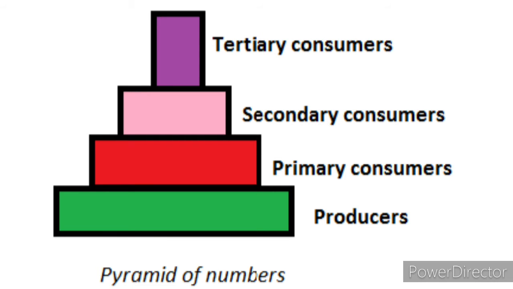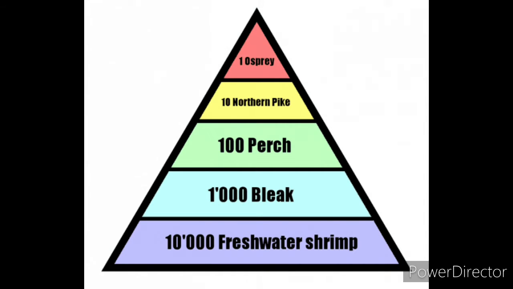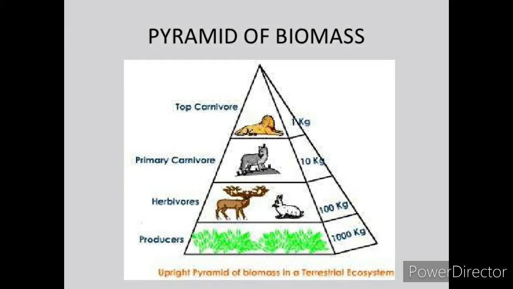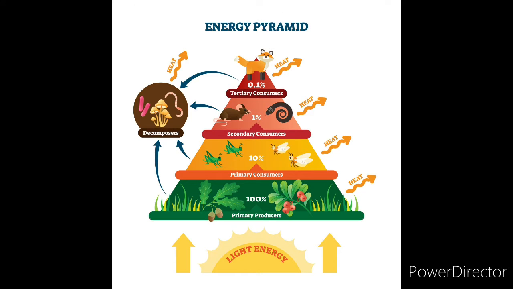You can see here the following images are examples for the three types of ecological pyramids. First one is the pyramid of numbers, which shows the different trophic levels. And the second type is the pyramid of biomass. And the third one is pyramid of energy or pyramid of productivity.